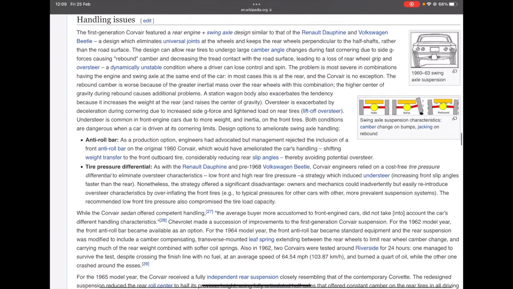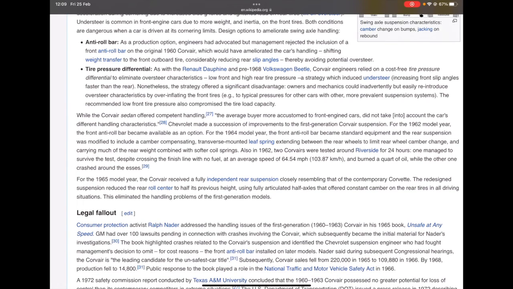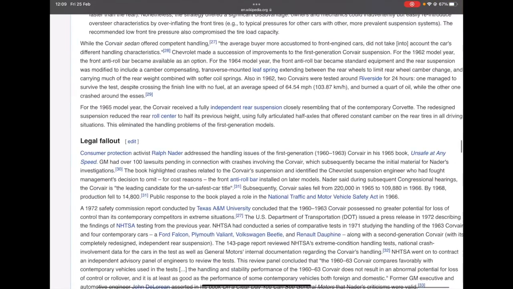And if you decelerate in the corner, obviously that also lifts weight off the rear, and you end up with this situation. Pretty bad. So there are a couple of design options to ameliorate swing axle handling: fit an anti-roll bar, and then the tyre pressure differentials with the Renault Dauphine and the Beetle. Corvair engineers relied on a cost-free tyre pressure differential to eliminate oversteer characteristics, where you have different front and rear tyre pressures.